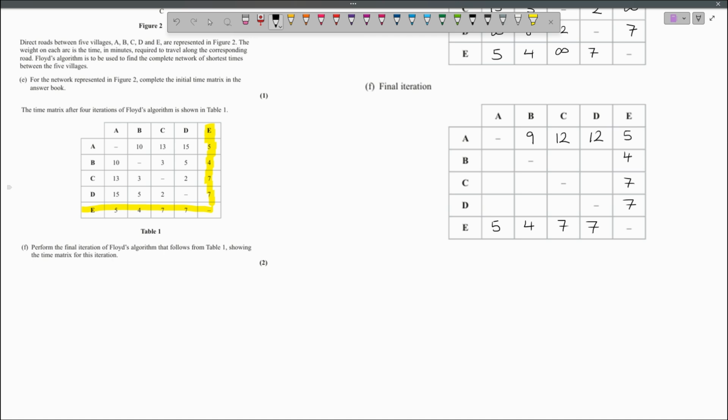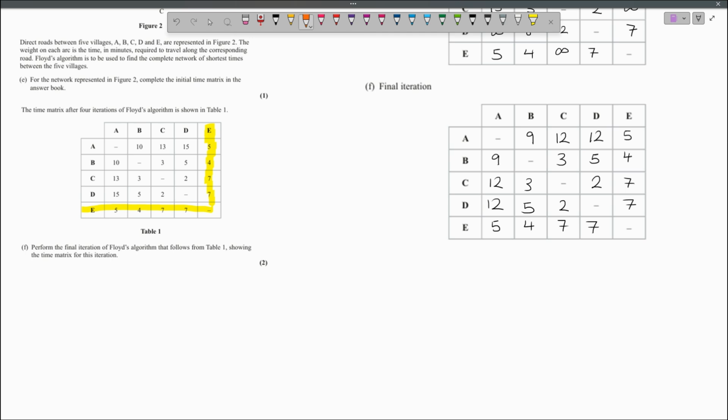Next up, 3 is smaller than 7, and it's smaller than 4. I know I'm not going to make an improvement. 5 is smaller than 7. I'm not going to make an improvement. Finally, 2 is definitely smaller than 7 and 7. So I'm not going to make an improvement. And because my graph is an undirected graph, I can reflect this. So I'm going to get 9, 12, 12, 3, 5, and 2. And that's a final iteration.